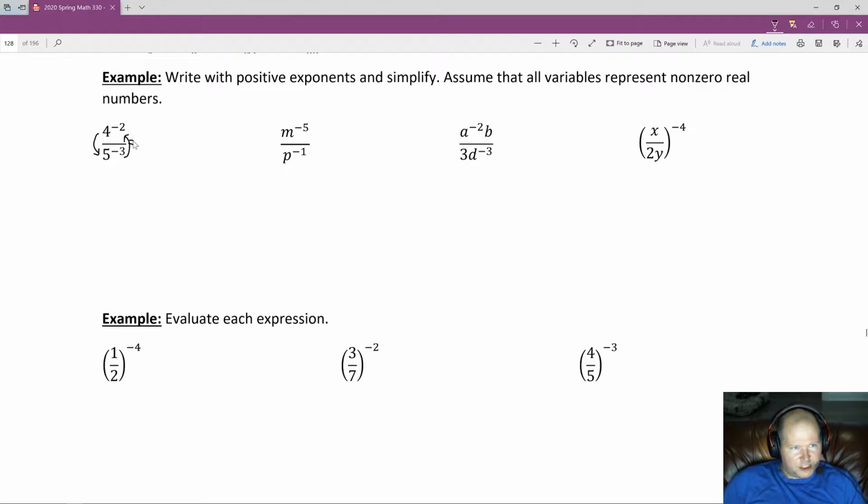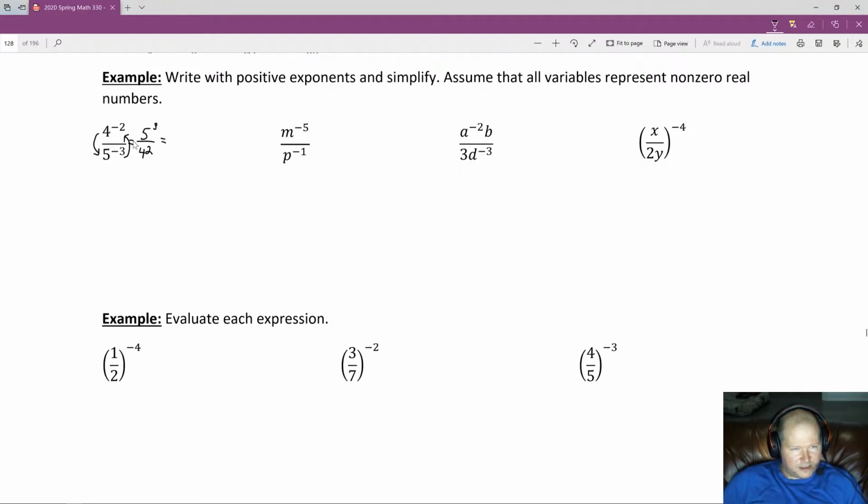Now, whenever you switch the positions, you want to switch the sign of the exponent. So this used to be a 5 to the negative third power in the bottom, and now it's 5 to the positive third power in the top. And we have a 4 to the negative second power on the top, so we're going to rewrite that on the bottom, and it's going to turn into 4 to the positive second power.